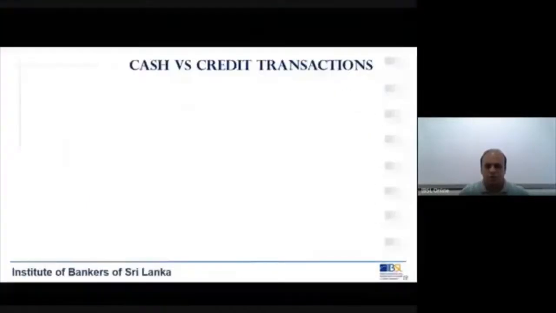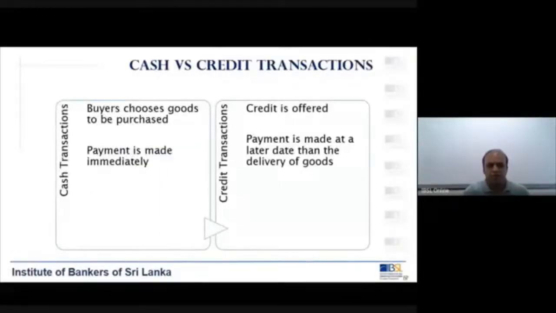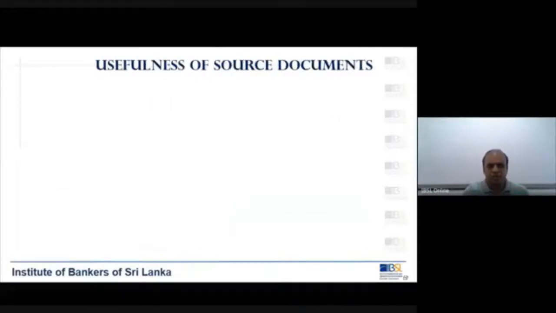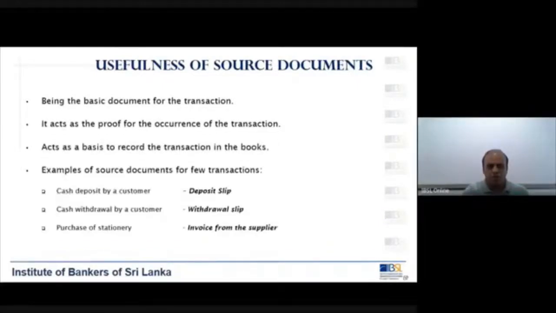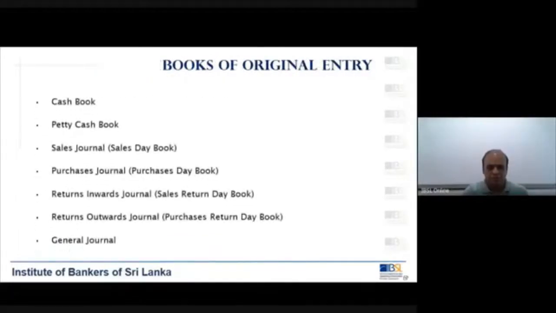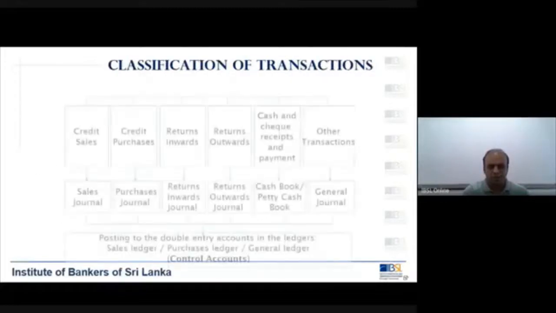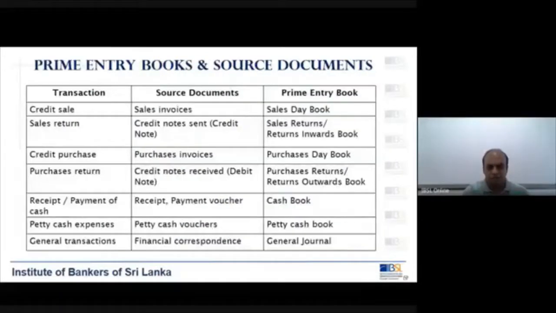So last week we started off with books of prime entry, and we looked at cash versus credit transactions, and then the usefulness of it. And we also looked at some of the source documents, which are very basic for this purpose. We also looked at what the day books are. There are altogether 7. And I also explained what a credit transaction is and the two sides to it.